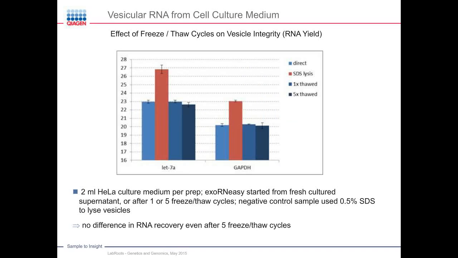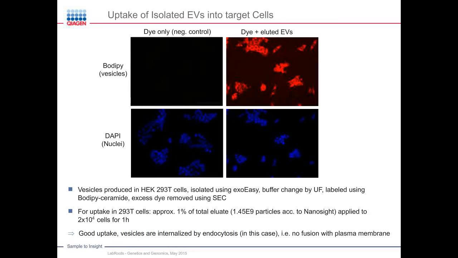So next slide, this is slide 21 now. This was actually done by a field test customer who isolated vesicles produced by HEK293T cells, using exoEasy, so the protocol for intact vesicles. He did an additional buffer change and concentrating step by ultrafiltration using a 100 kilodalton membrane, then labeled the isolated vesicles using a fluorescent lipid, and finally removed the excess unincorporated dye using size exclusion.